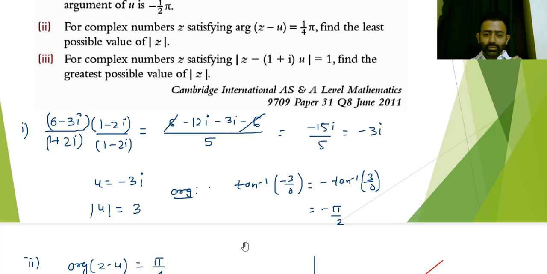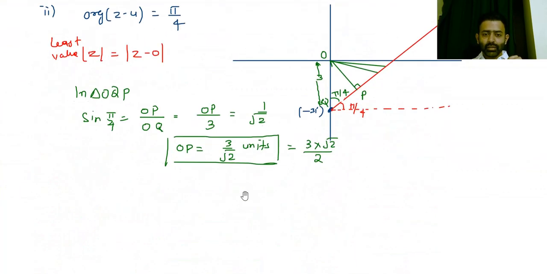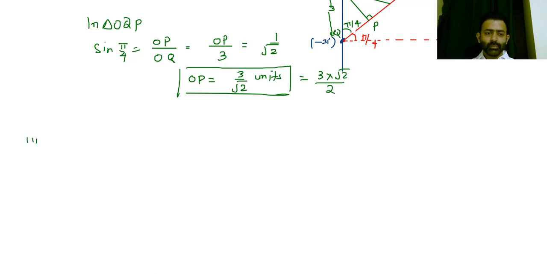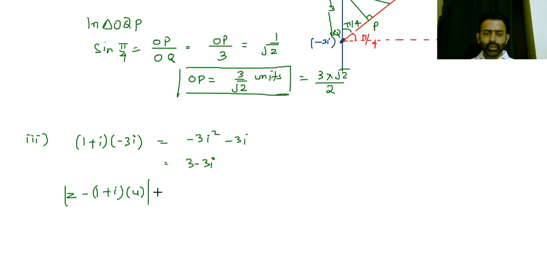Okay, so z minus 1 plus i into u. So let us form 1 plus i into u first, and u is minus 3i. So this will be minus 3i square and minus 3i. This will become 3 minus 3i. Okay, now we have to write mod of z minus this value, 1 plus i into u, equal to 1, which simply means mod of z minus 3 minus 3i equal to 1.